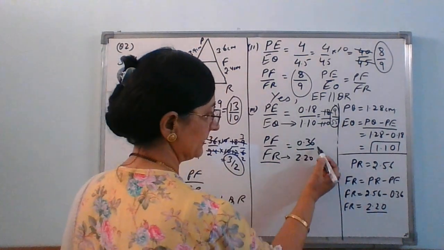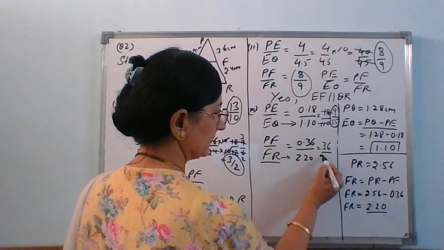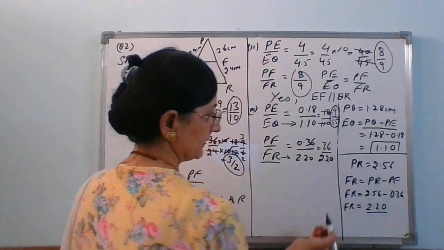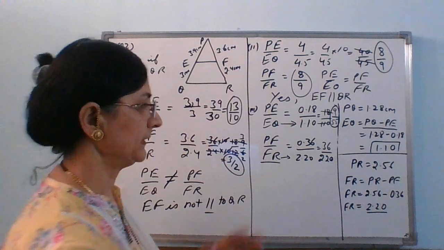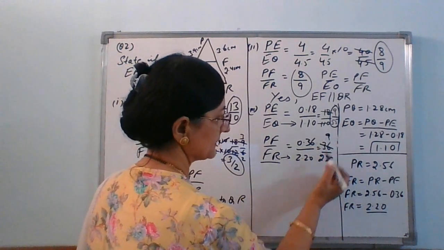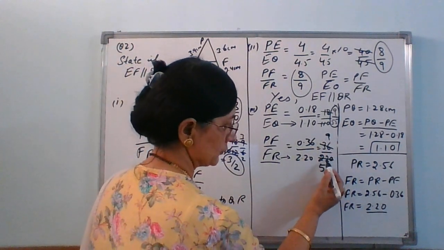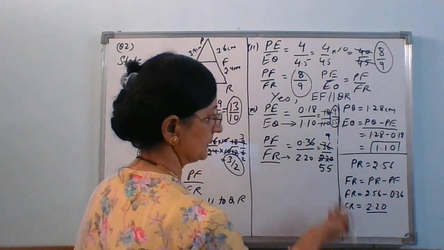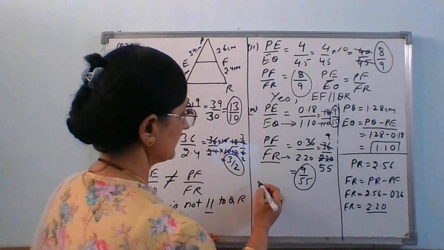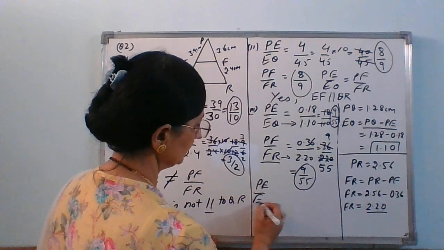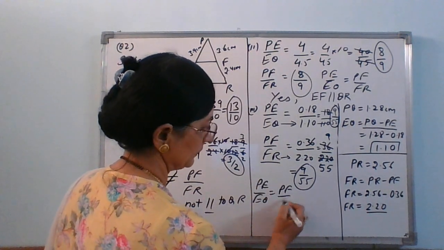Here also, equalizing decimal places, 36 remains. Here it becomes 220, right? So we will be able to cancel it by 4. 4 9s are 36, 4 5s are 20, 4 5s are 20. So here also the ratio is 9 by 55. So yes, PE upon EQ ratio is equal to PF upon FR.